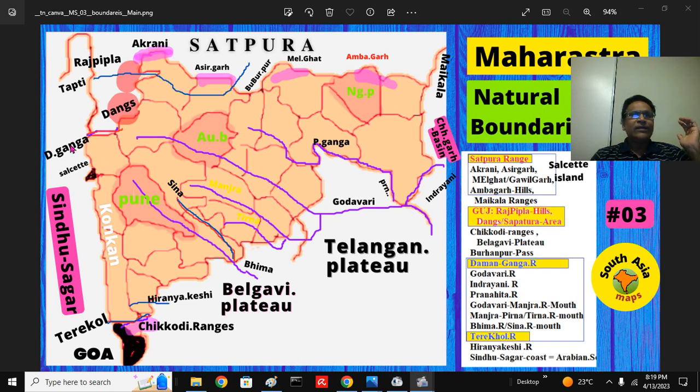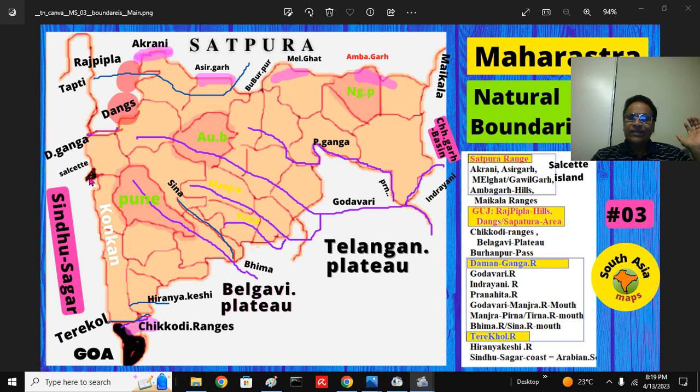Northern part is Daman Ganga. North of it, Portuguese exclaves like Dadra Nagar Haveli existed. So Daman Ganga is a border. Southern border across the Gomantak region is Tirakol river. Tirakol river and Daman Ganga are the borders.